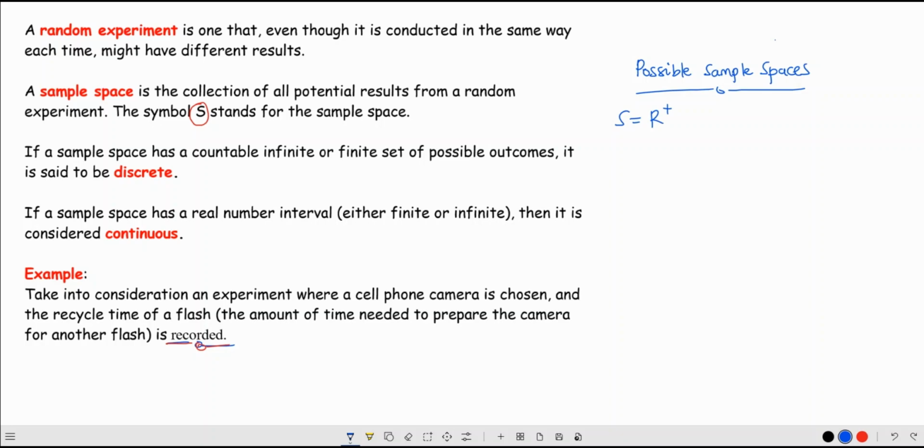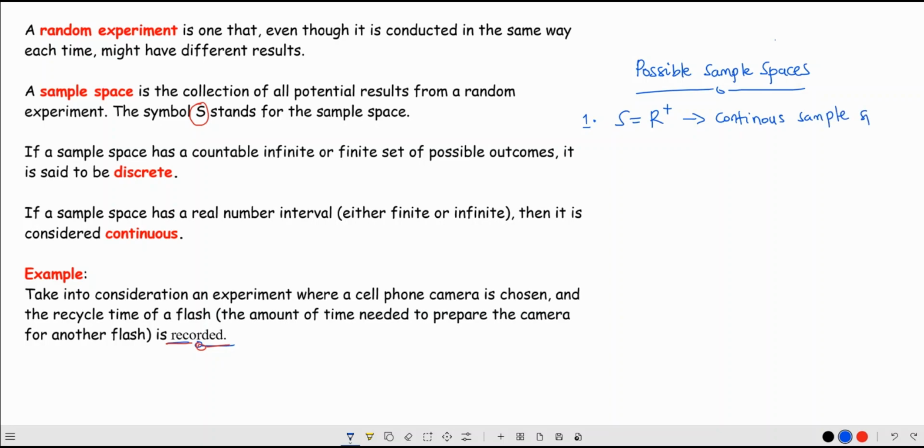So you can get a wide range of time values measured within this range. This is one sample space that you can get for this question, which is a set of positive real numbers. You can record a lot of time values for this experiment if this is our sample space. And one thing is that we will consider this sample space to be a continuous sample space.